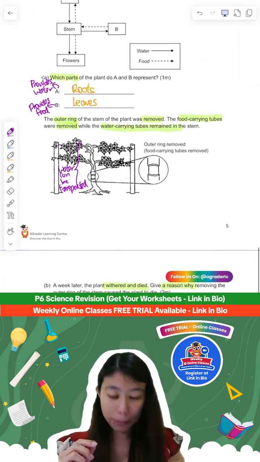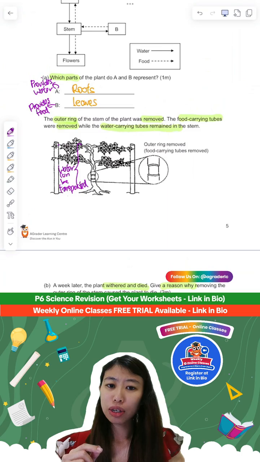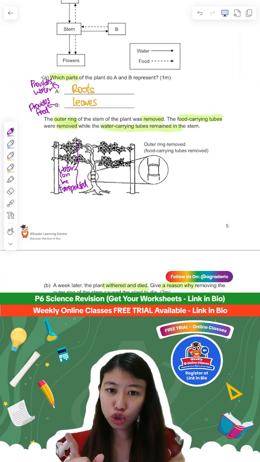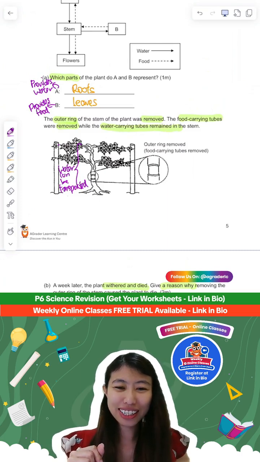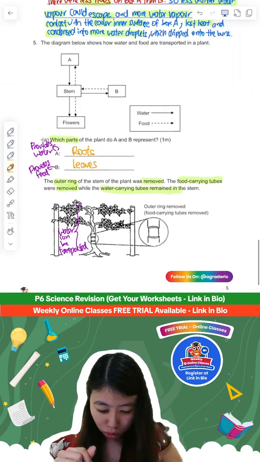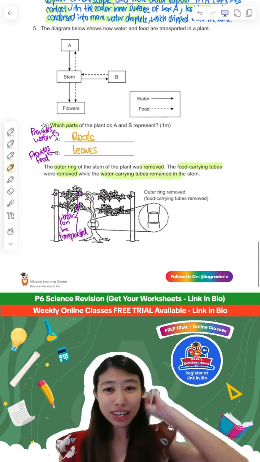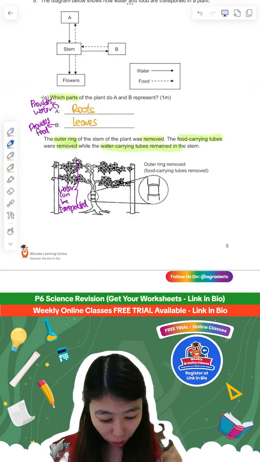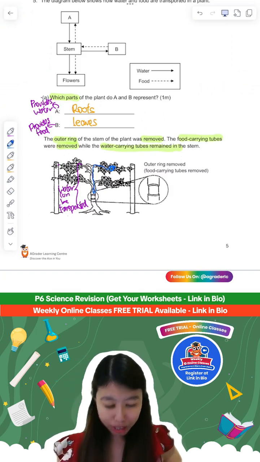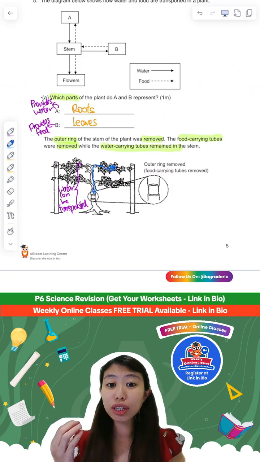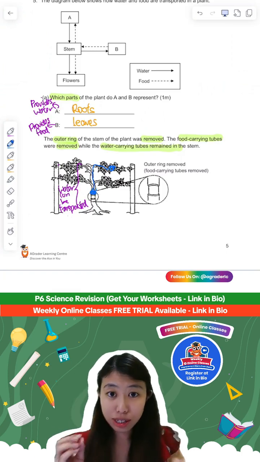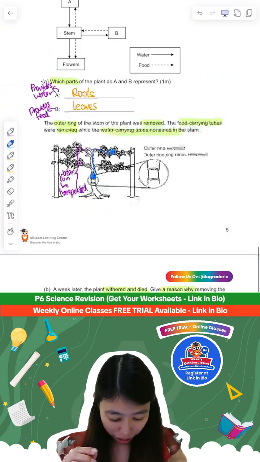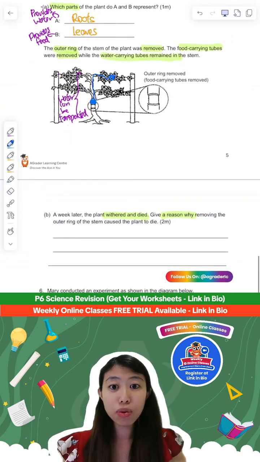But what about the food? Can it be transported to the roots? No, very good. The food made over here, let's say the leaves made food, and then you try to go down. Then you'll get stuck here. Why? Because food carrying tubes have been removed. So food will get stuck at this section here.